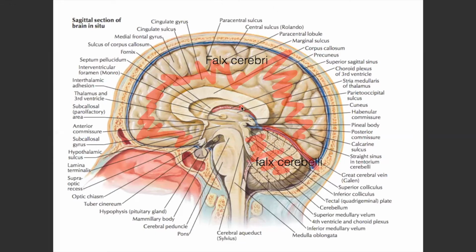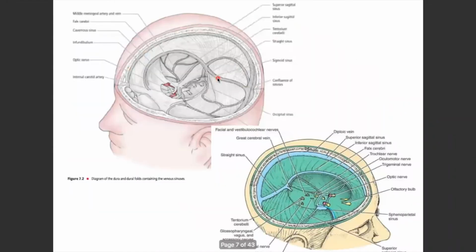The diaphragma sellae isn't visible here. It will only be obvious when you are actually looking into the pituitary fossa. Okay? So we have the falx cerebri, the falx cerebelli, and the tentorium cerebelli. Great. So these are basically the folds of the dura. Here is another picture of them.